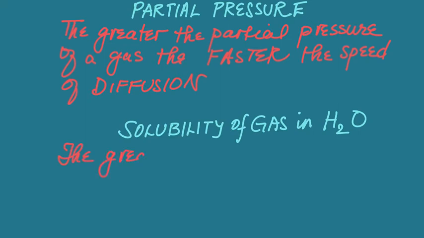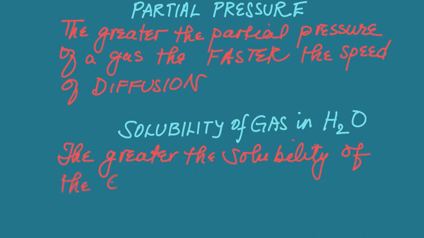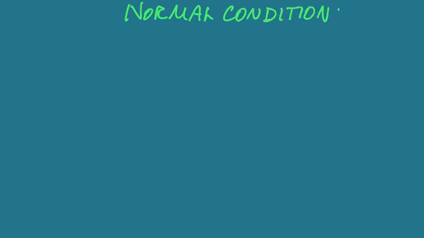It is oxygen that satisfies both rules. Oxygen has a fairly decent partial pressure, about 21%, and it is also soluble in water, and so it is oxygen that ends up in our tissues. So let's make this clear. Under Henry's law, we now know that in normal conditions, it is oxygen that ends up in our tissues.